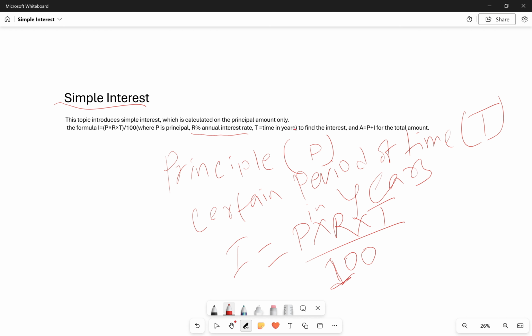So this is the interest you earn per year. Then the total amount will be what you have given to others plus the interest you earn with that principal.